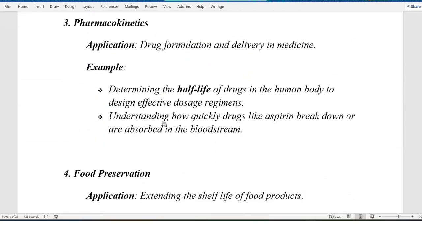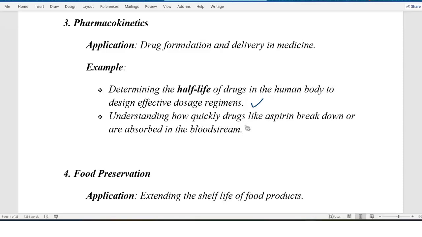Then the other area is pharmacokinetics. In pharmacokinetics, we are looking at an example of drug formulation and delivery in medicine. When we are talking about design of formulas for drugs, an example is determining the half-life of drugs in the human body to design effective dosage regimens.